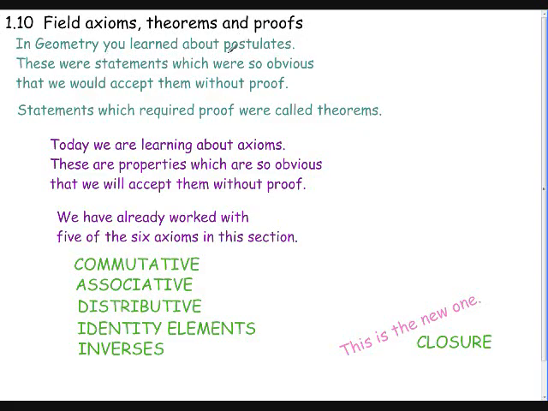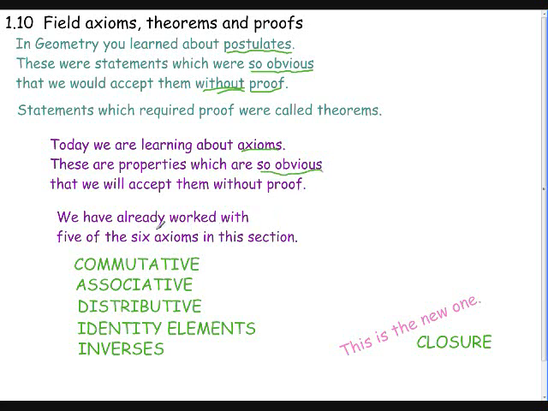Also in geometry, remember talking about postulates? You had theorems, which had to be proved. Statements which required proof were called theorems. And then you had other statements which were considered so obvious, we'd accept them without any proof. Today we're going to be talking about axioms like postulates. These are properties which are so obvious that we'll accept them without any proof.